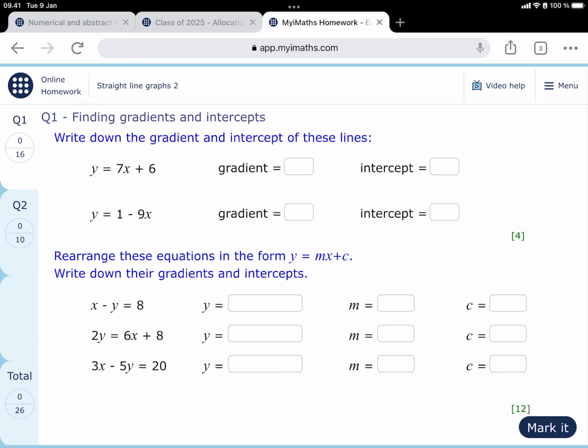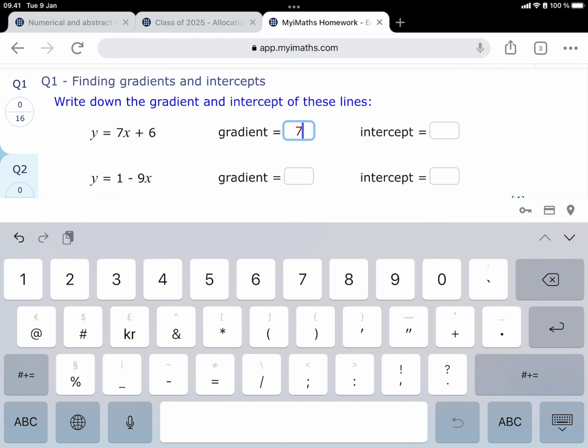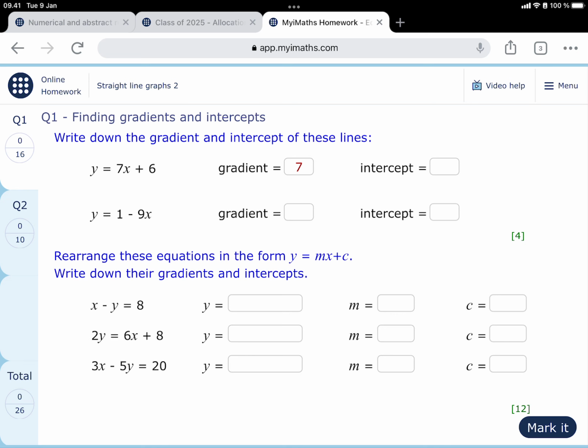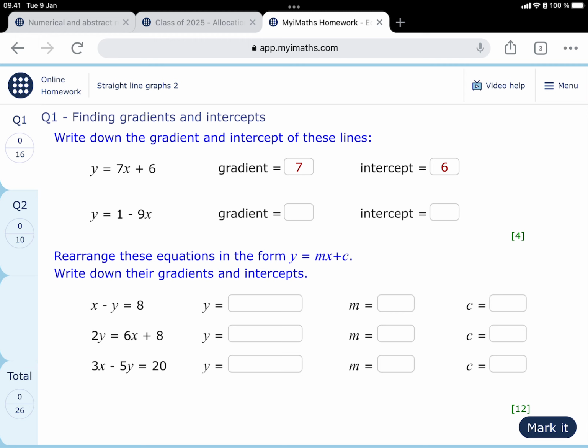Y equals 7x plus 6. So it's 7x, so it means it's got a gradient of 7. For every 1 across, it'll go 7 up. And then plus 6 means it's got an intercept of 6. It'll cut the y-axis, the vertical axis, at 6.